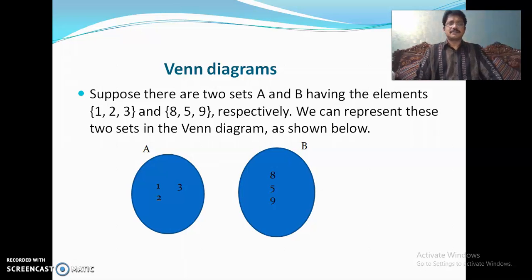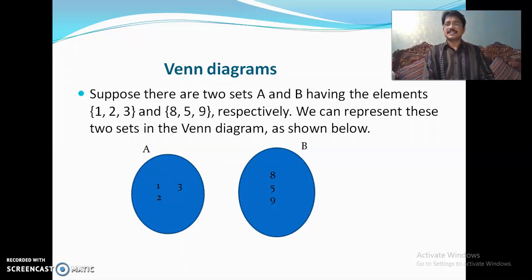The two sets, for example, represent the elements like the set of 1, 2, 3 and the set of 8, 5, 9. Set A is the set of 1, 2, 3, and B is the set of 8, 5, 9. If you observe this, do you find any common elements between these two sets? There are no common elements. For that reason, these two are represented by two circles which are non-overlapping, non-intersecting circles. Clear? So you can understand these two are disjoint sets.